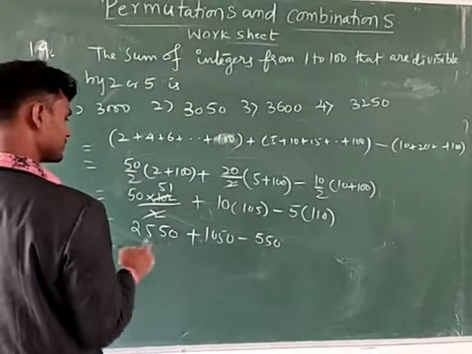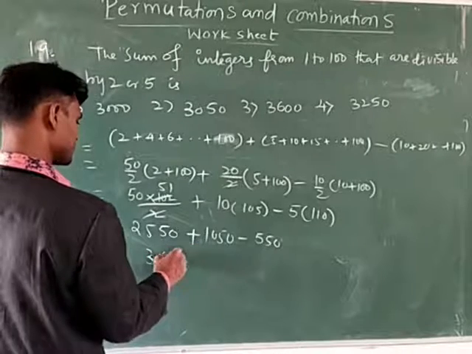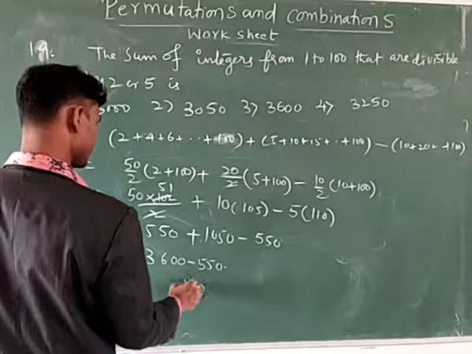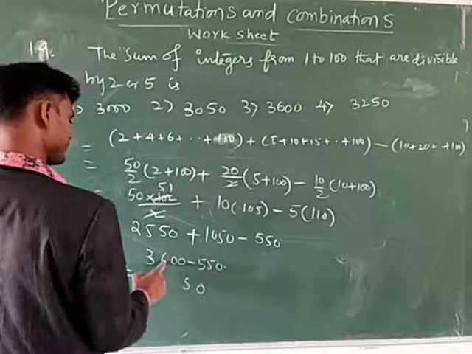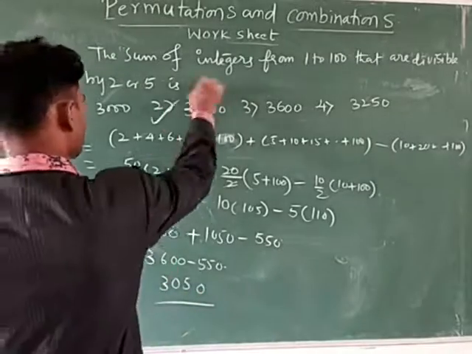Now this is 3000, 500, 600 minus 550. Then here 0, here 5, here 0, 3: 3050. Second option.